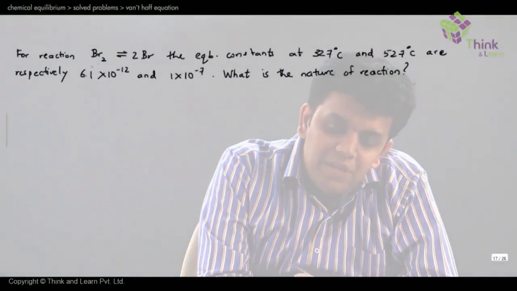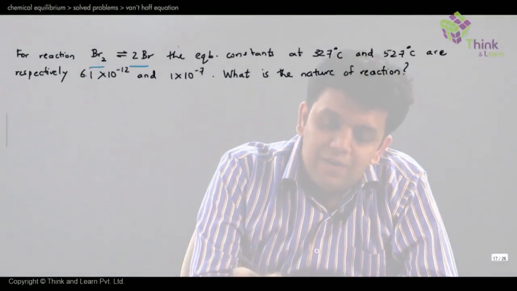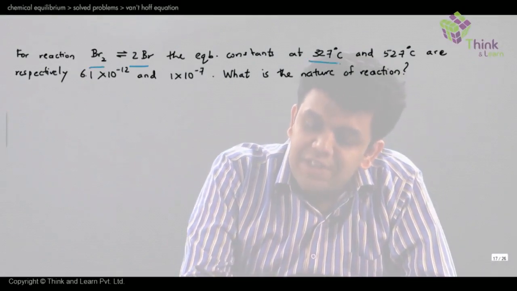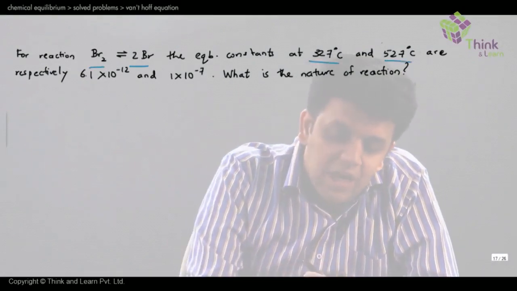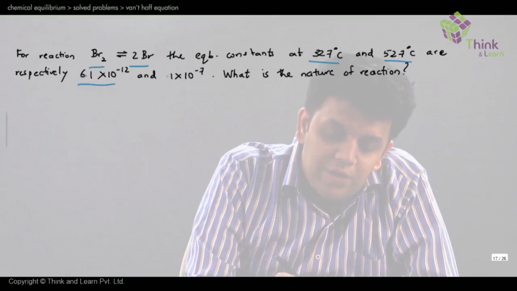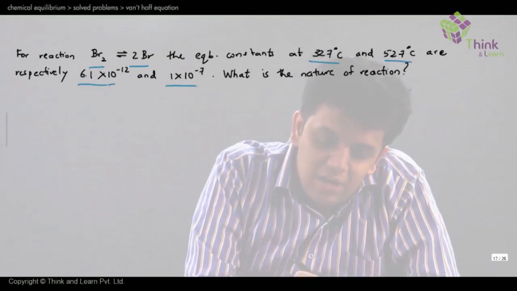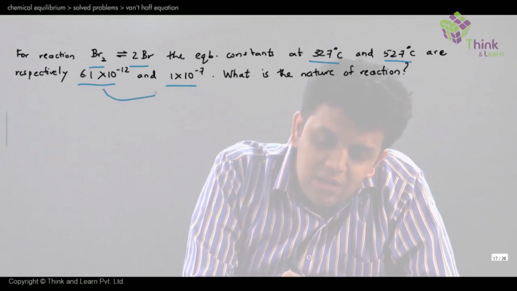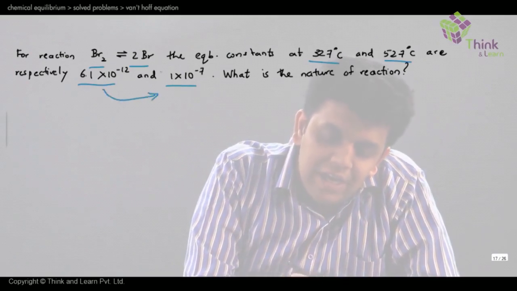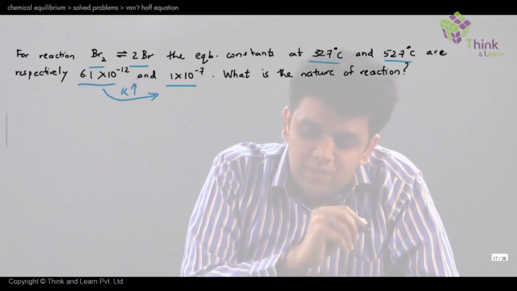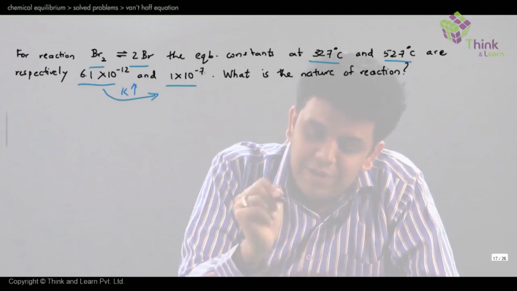Now let us look at another problem. Bromine gives 2Br. The equilibrium constants at 327 degrees and 527 degrees are 6.12 into 10 raised to minus 12 and 1 into 10 raised to minus 7. Now clearly, as temperature is increasing, the K is increasing as well, right? 10 raised to minus 12 is going to 10 raised to minus 7.